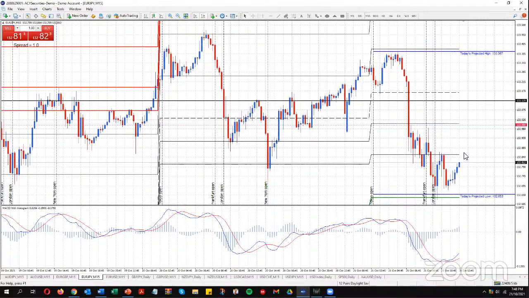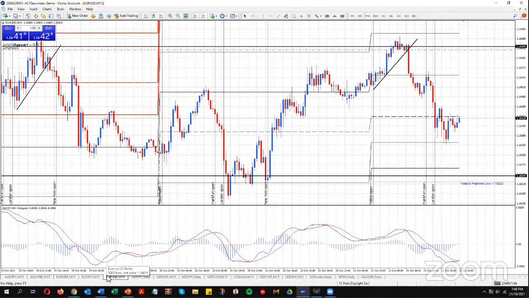I would expect the euro yen to move up in the short term because it's done its range for the day. This is a classic example of coming into the green zone of the pivots. We've done the projected high to low. It's stretched. It's in the buy zone of the pivots. It's probably going to bounce up in the short term. All right, euro dollar is just hanging around the central pivot.